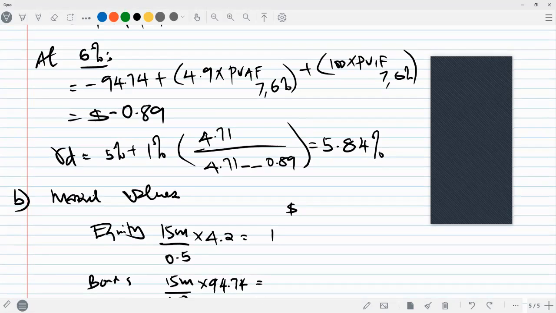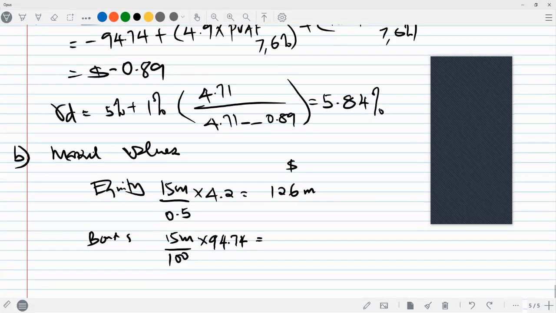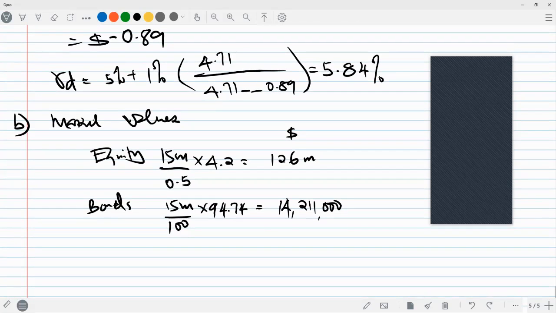Market value of equity? 126. 126 million. Yes, exactly. Market value of bonds? 14,211,000. Yes, like that. Fair enough. The total market value of the two sources, therefore, will be equal to 140,211,000. Now, having obtained the market value from each of those two sources, you can get the weighted average cost of capital.